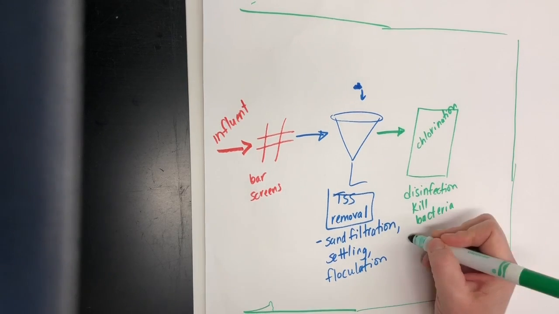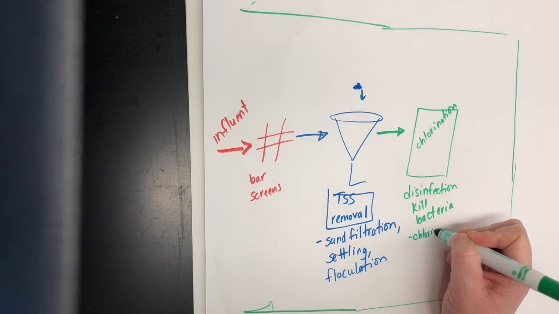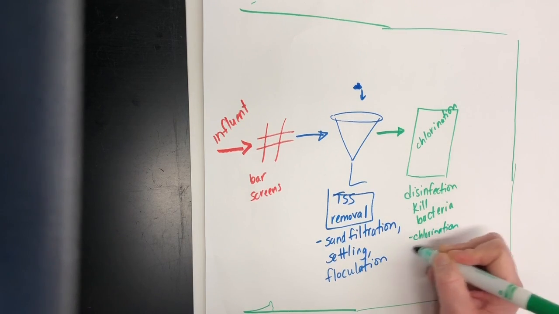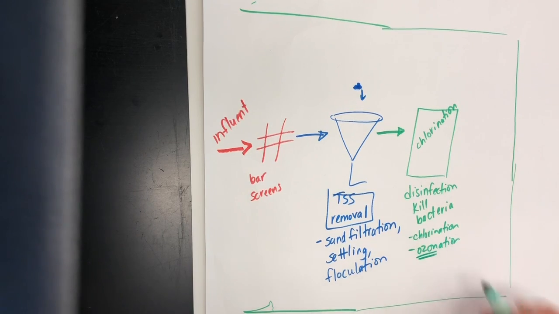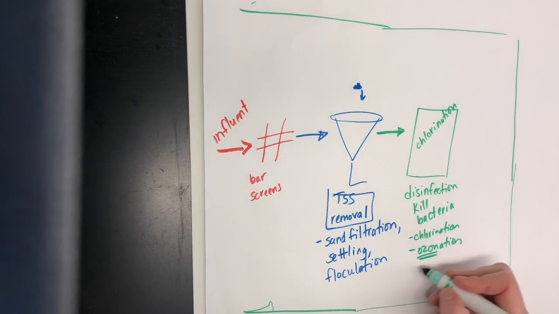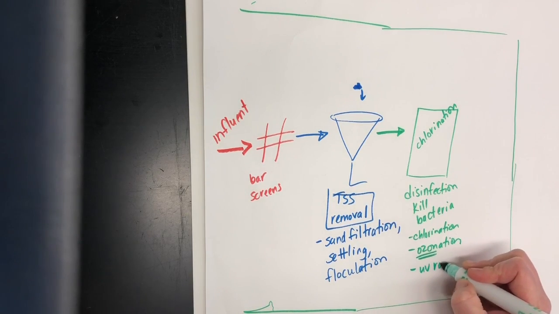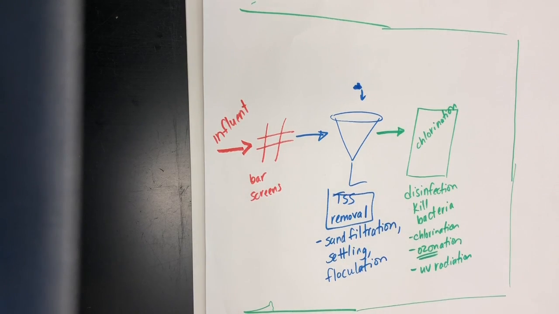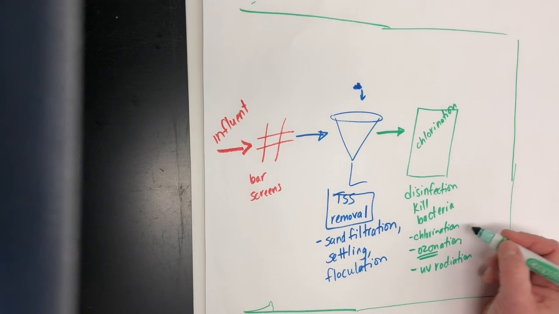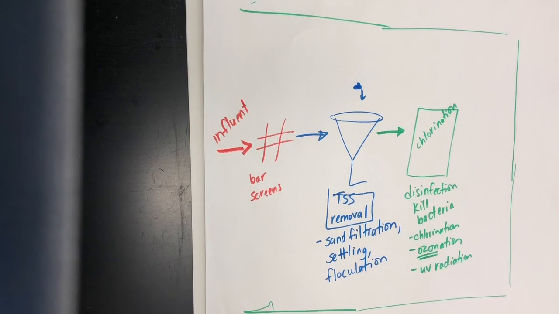So they could use chlorination to kill bacteria. They could use ozonation. That root word is ozone, so ozone is a strong oxidant which will kill the bacteria. They can also use UV radiation. All of those will kill the bacteria, and that will make it so the water is safe to drink. We typically use chlorination and then dechlorination with leaving the residual because it's the cheapest.